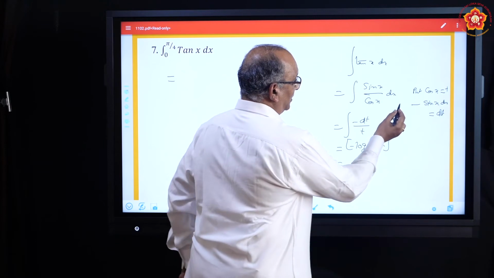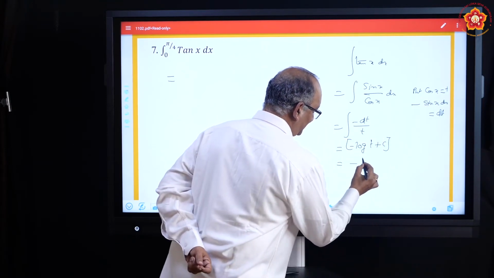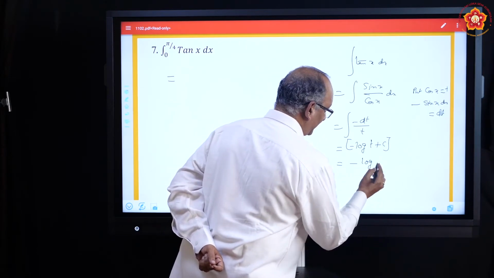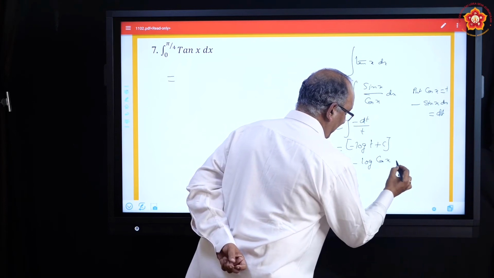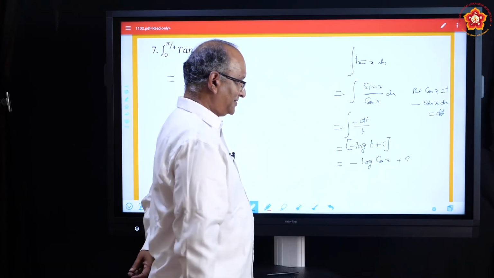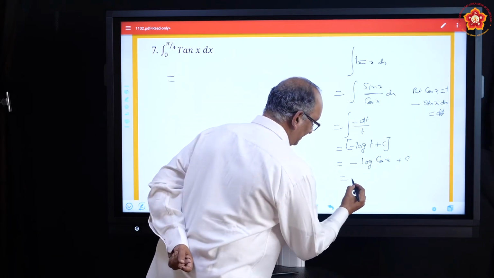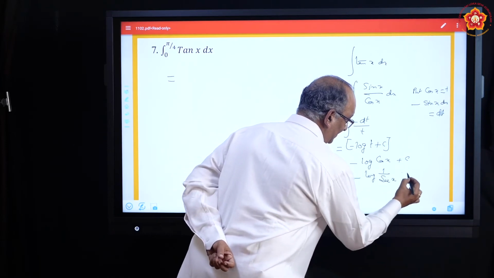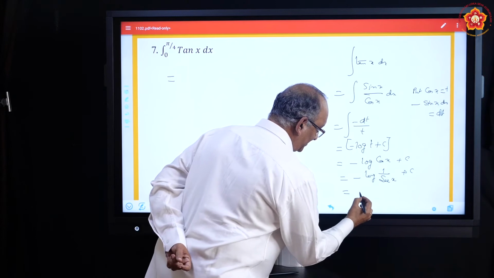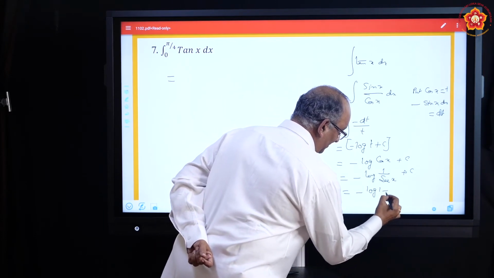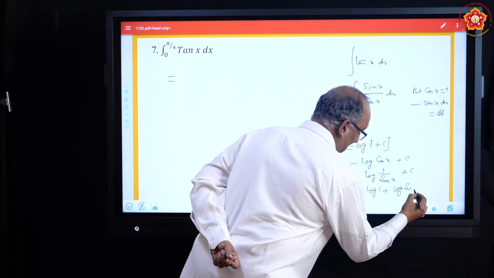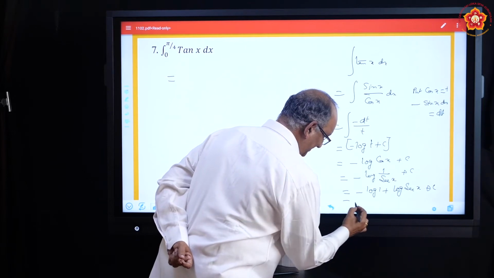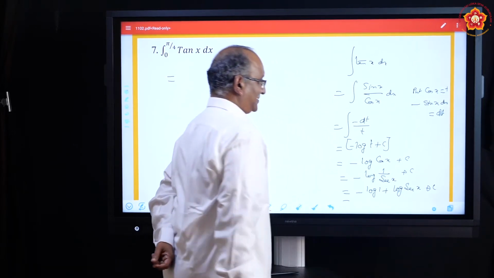So substitute the value of t. So it will become minus log cos x. Log cos x can be written as log 1 by sec x. So this can be written as minus log 1 plus log sec x plus c. Log 1 will become 0 and as a result this will be log sec x.